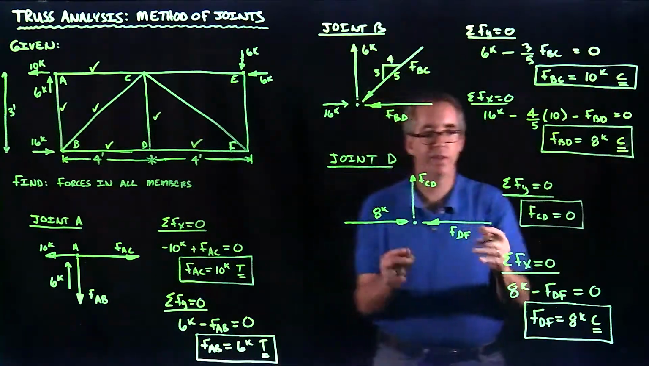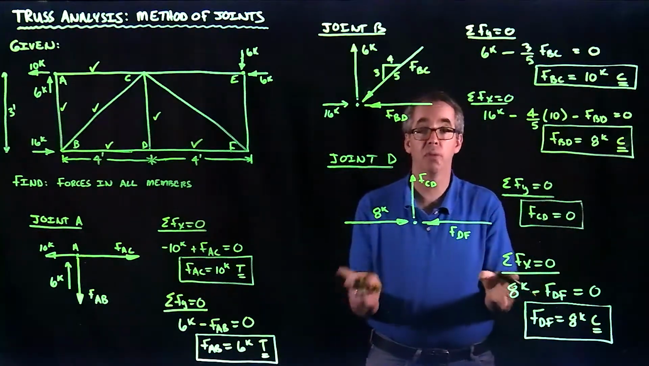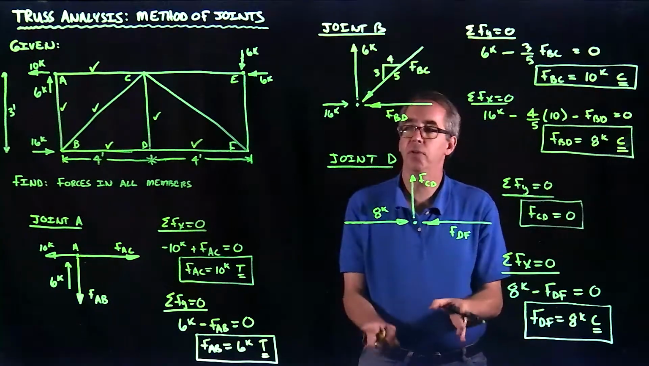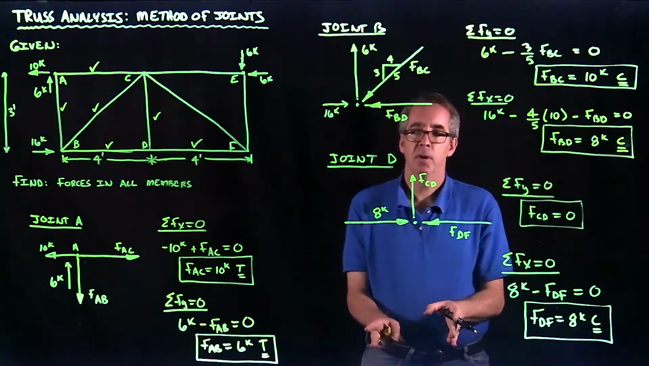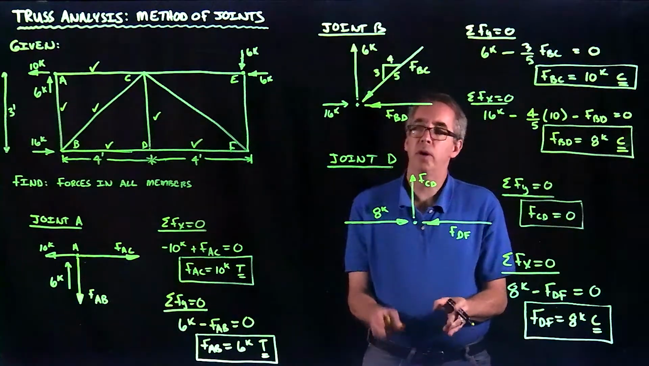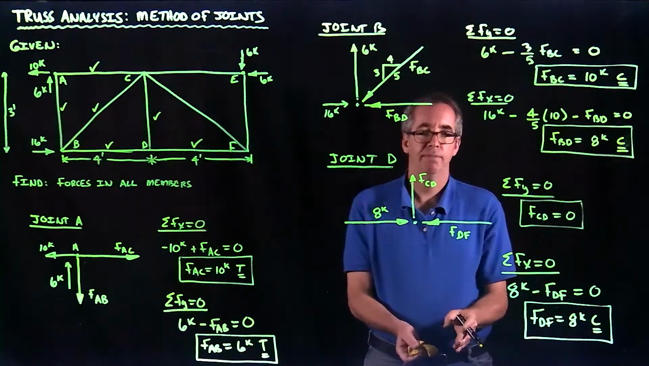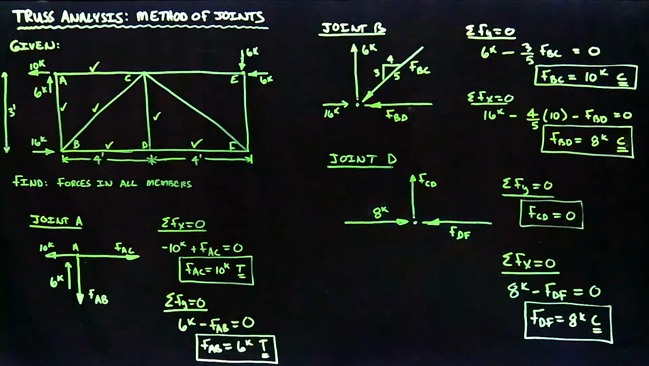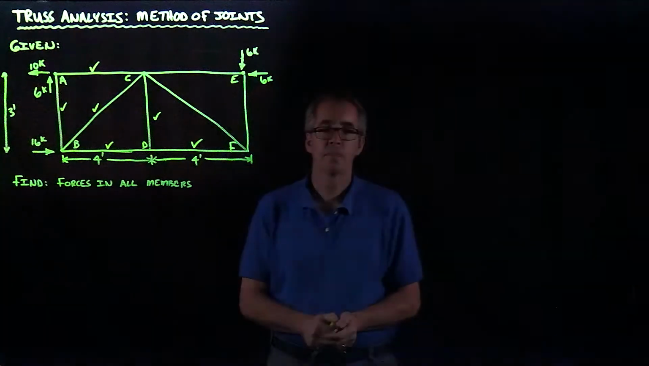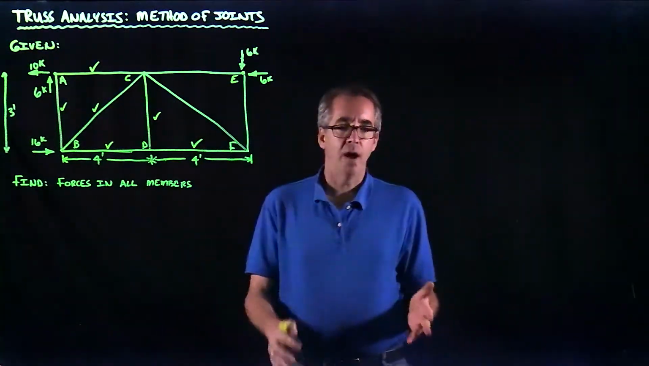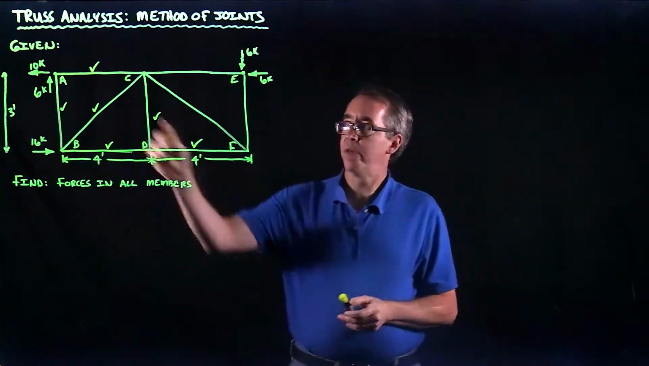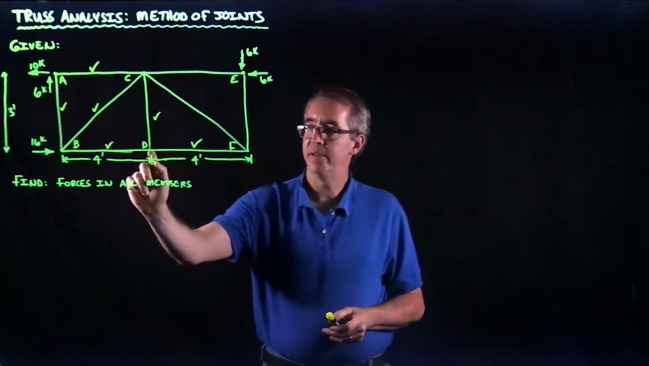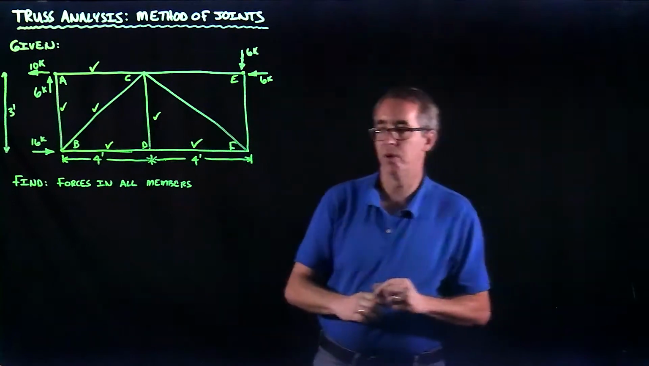Okay, so now we have to continue on with this process where we go joint by joint. So I think my next joint I'm going to go after, I'll go ahead and just start with joint F. So now, having worked our way through joints A, B, D, we're going to look at joint F.